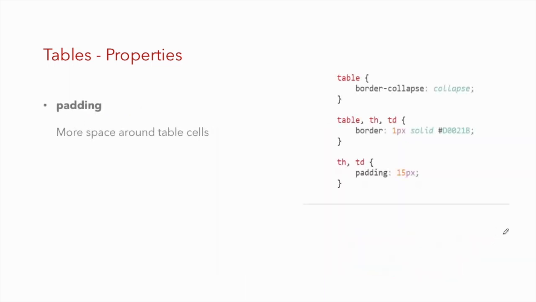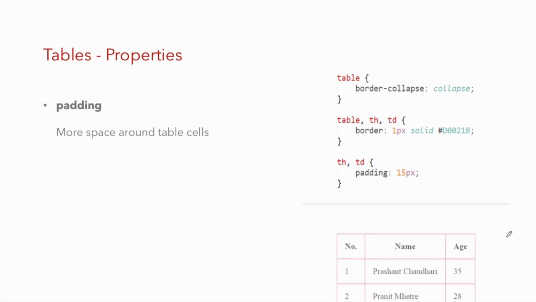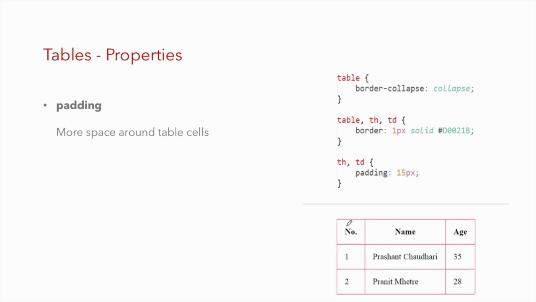Of course, we can also make use of the padding property, using which you can add certain padding between the TH and TD content and its borders like this. So if this is your TD, we have created this padding between the content and the walls of your TD element.